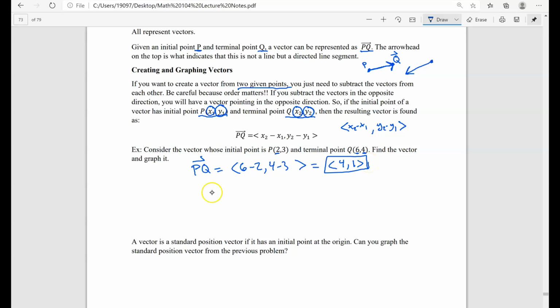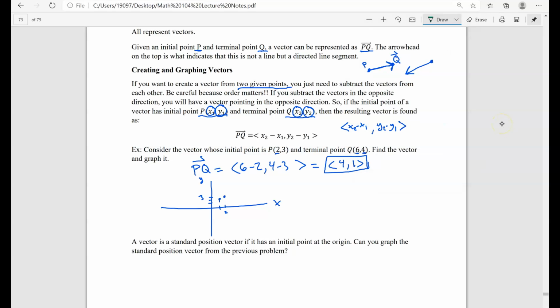So how do you graph it? Let's just do my x and y plane. We're going to start off with P. P is (2, 3). So there's the point P. And then our other one is Q.